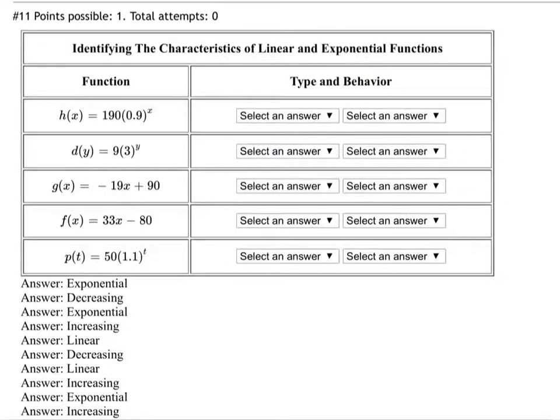Okay. Let's try number 11 here. On this problem, what they're asking us for each of these questions is, is it exponential or is it linear? And is it increasing or is it decreasing? Is it exponential or linear? Is it increasing or decreasing?